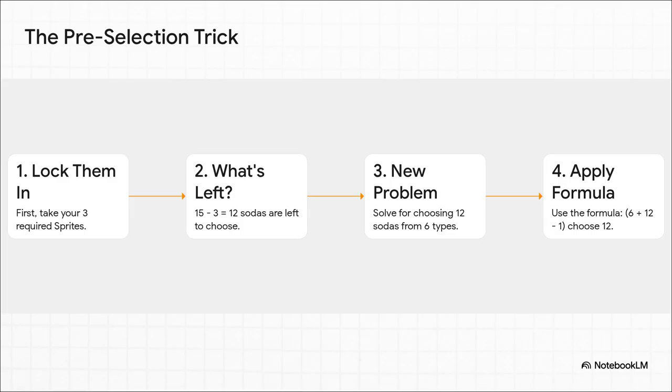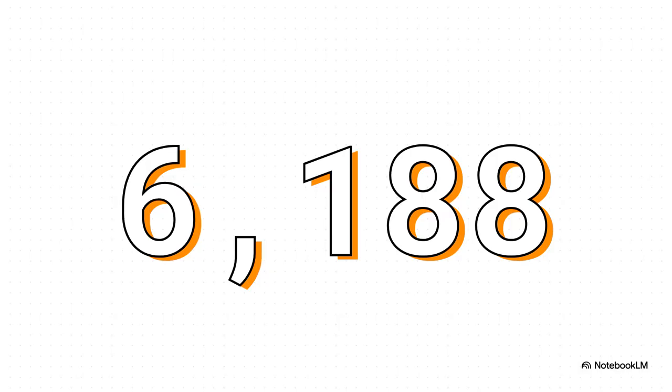We just solved this new, smaller problem. We just apply the exact same formula to our new numbers. So that's 6 plus 12 minus 1, choose 12, which simplifies to 17 choose 12. And the result is 6,188. Which makes sense, right? Adding a rule has cut down our number of options pretty significantly.